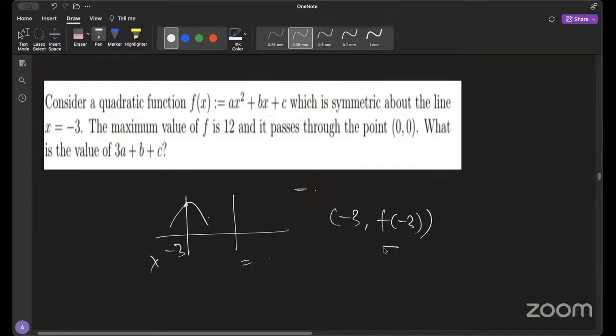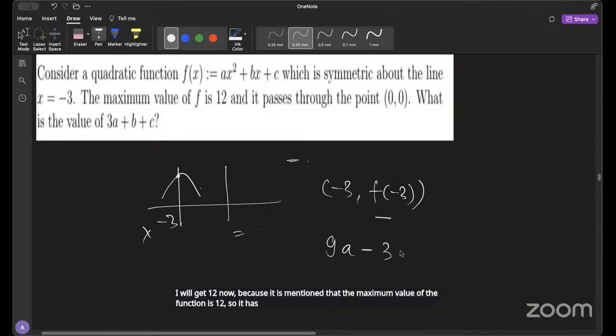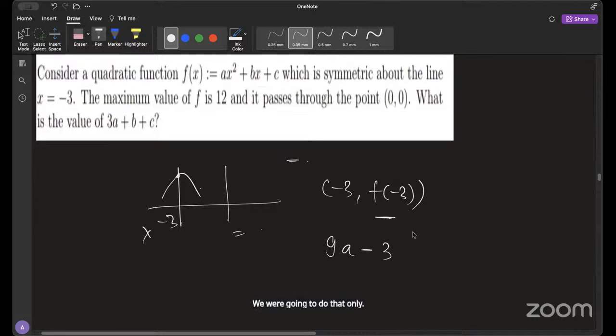So this is one point. If you put minus 3 in f, you will get 9a minus 3b plus c. Because it is mentioned that the maximum value of the function is 12, it has to be minus 3, 12. We'll first put minus 3 in this equation and then equate it to 12. This is 9a minus 3b plus c, and this equals 12.